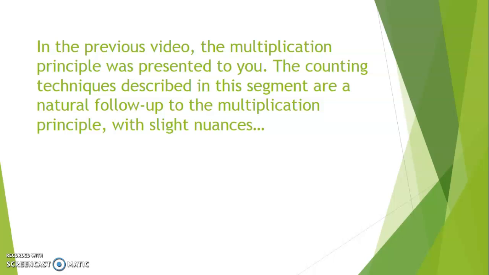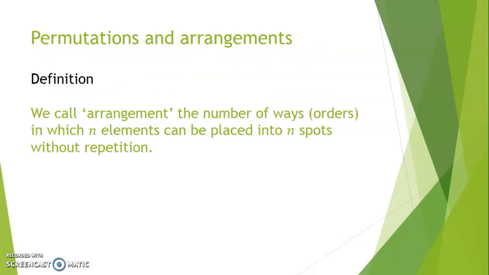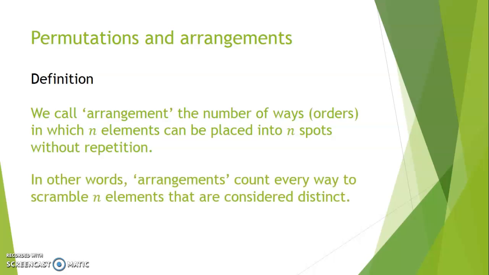The counting techniques that you will see in this segment are a natural follow-up to the multiplication principle with slight variations. I'm going to start off by discussing permutations and arrangements. Now, by definition, we call arrangement the number of ways, or the number of orders, in which n elements can be placed into n spots without repetition. In other words, arrangements count every way to scramble n elements that are considered distinct.